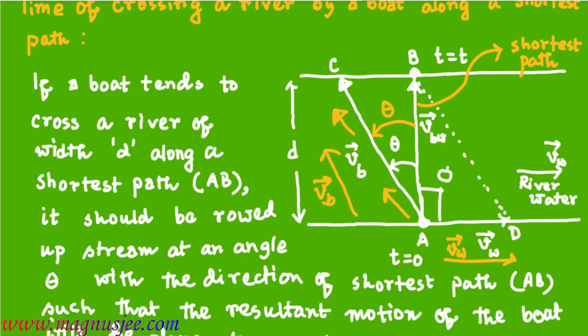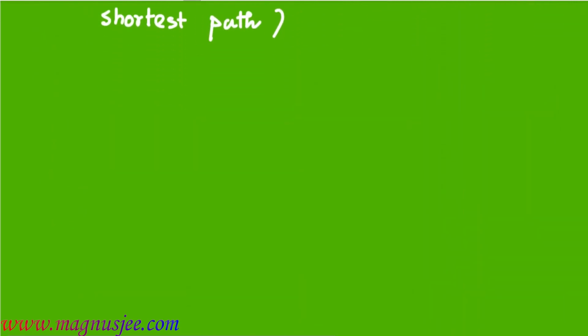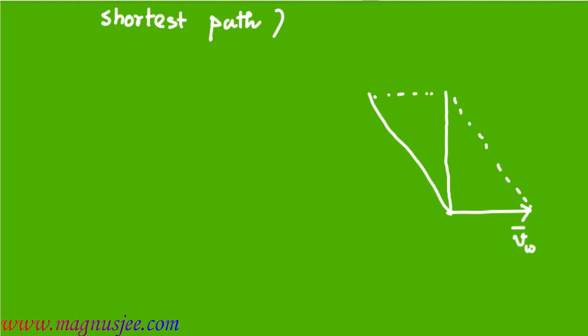Now VBW acts at an angle phi equal to 90 degrees with VW. Here we can draw the diagram again. This will be a parallelogram represented by two vectors, vector VB and vector VW. This is vector VW, the velocity of river water, and vector VB is the velocity of the boat, and vector VBW is the resultant velocity of the boat with respect to river water.